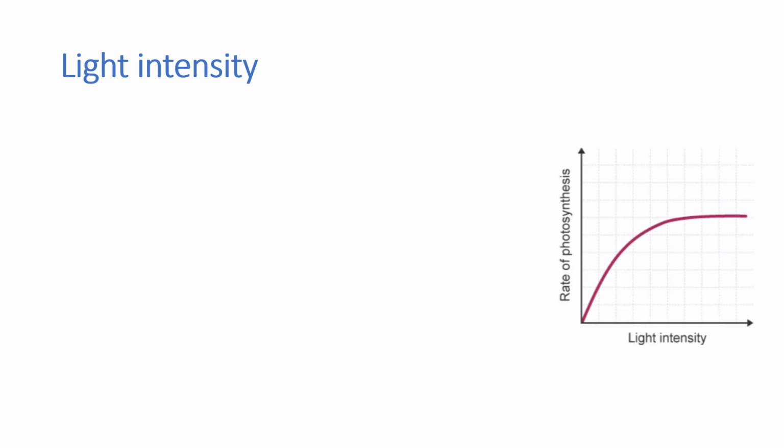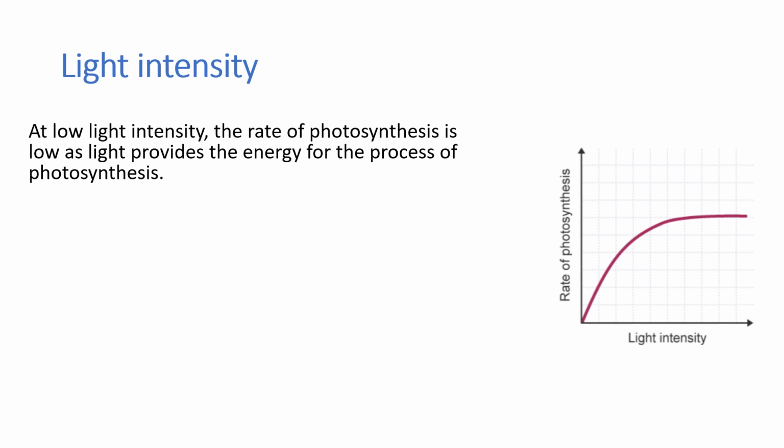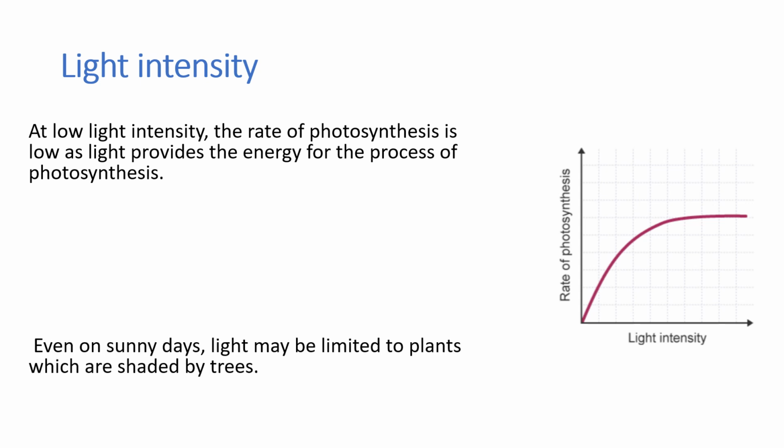Light intensity. The graph shows the rate of photosynthesis versus light intensity. So you can see as the light intensity increases, the rate of photosynthesis also increases, but only up to a certain extent. At low light intensity, the rate of photosynthesis is low as light provides the energy for the process of photosynthesis.